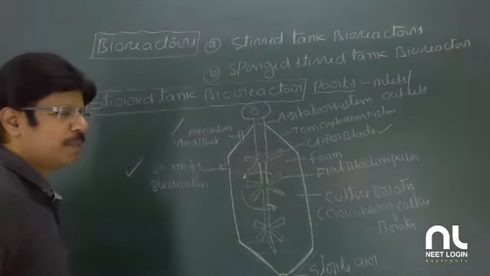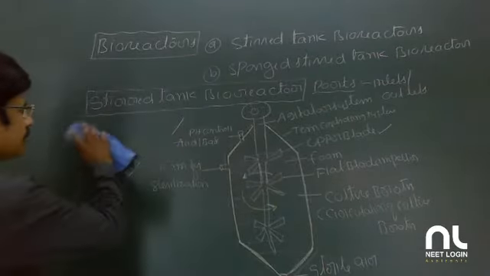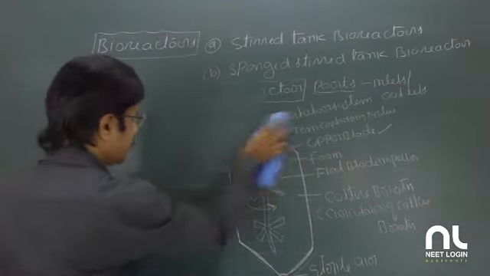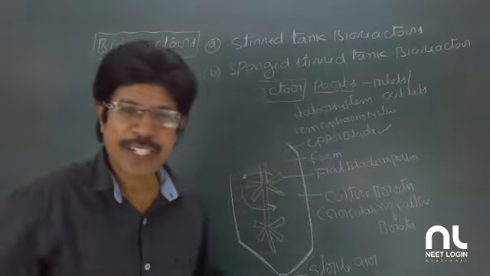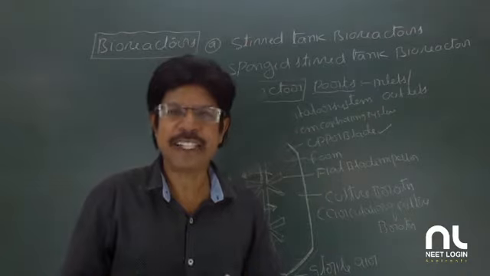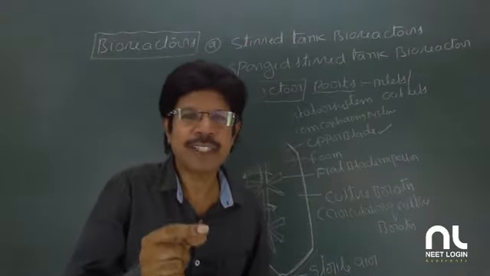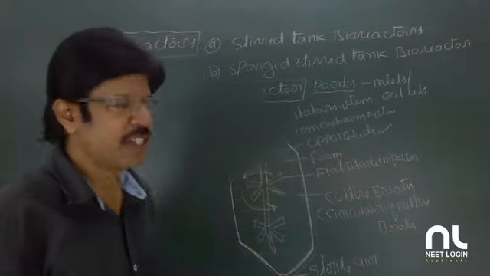So the commonly used bioreactor is the stirred tank bioreactor. As it is cylindrical and curved at the base, it helps in mixing the contents in the container. The stirrer facilitates even mixing and oxygen availability throughout the container.